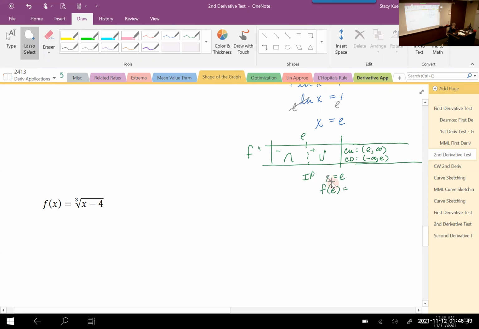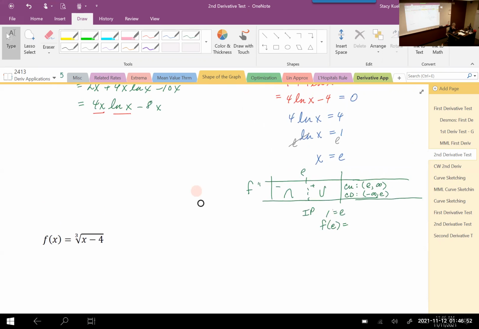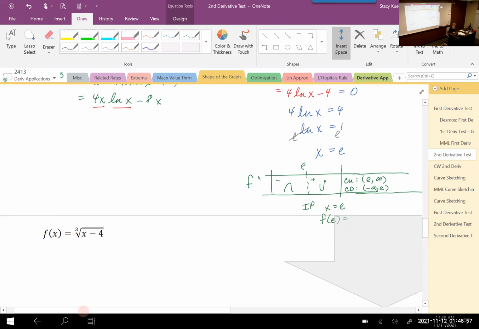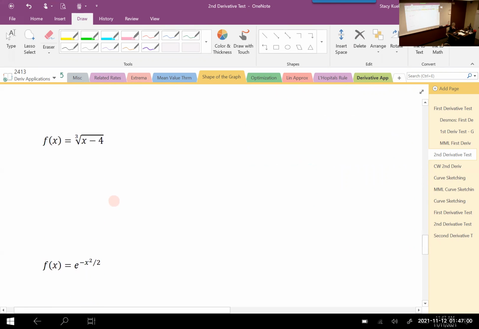So this one we have the cube root of x minus 4. So that function's continuous. Remember, we talked about what that function looked like yesterday? Yeah, it looks like the cubic function rotated 90 degrees, doesn't it? Okay. All right, so what's the derivative?